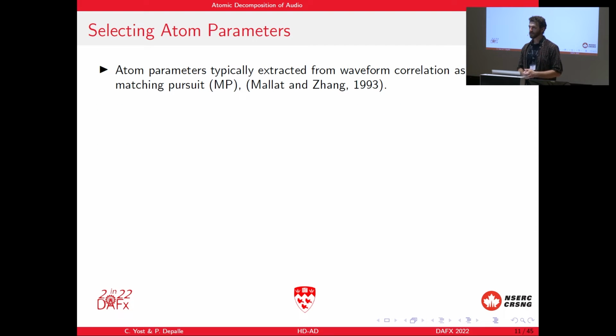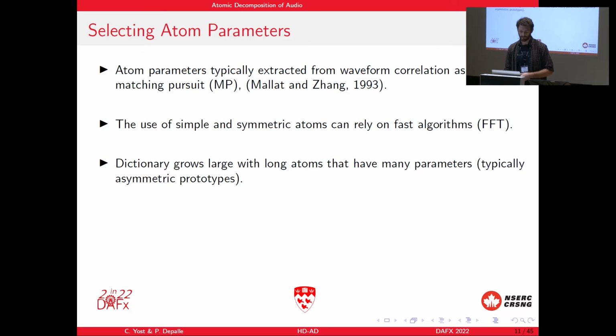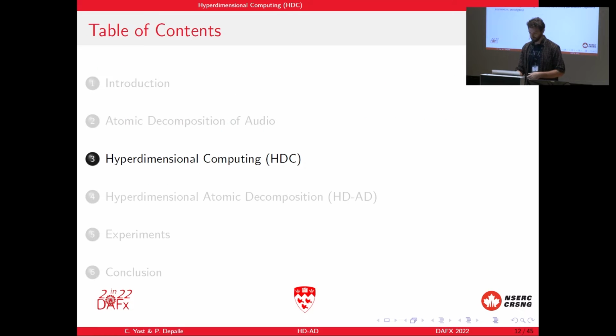So, given a prototype, you have to select the atom parameters, and typically this is done by computing many waveform correlations, such as in an algorithm like matching pursuit. When these prototypes are simple and symmetric, these correlations can rely on fast algorithms to be computed, such as the fast Fourier transform. However, when the dictionary is populated with very long atoms, typically of asymmetric shape, storing this dictionary starts to require a lot of memory.